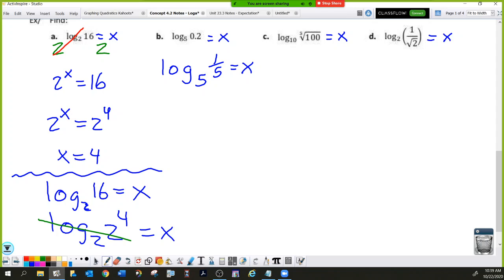And I go, okay, can 1/5 be written as 5 to some power? Of course it can. What power? -1. So this is actually log base 5 of 5 to the -1. Now log base 5 can do its job. X equals -1. That means that that logarithm has a value of -1.